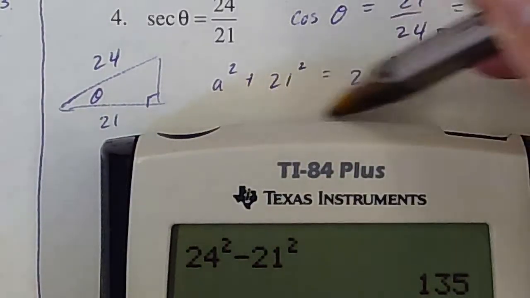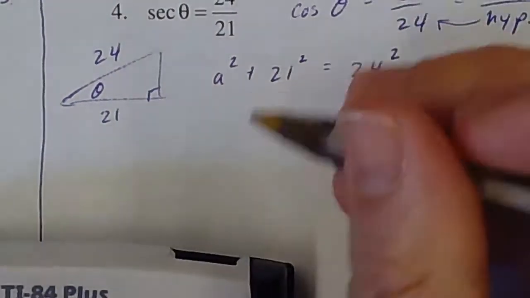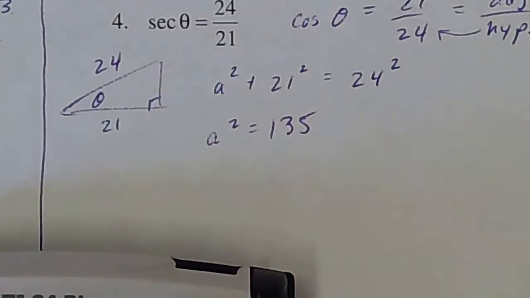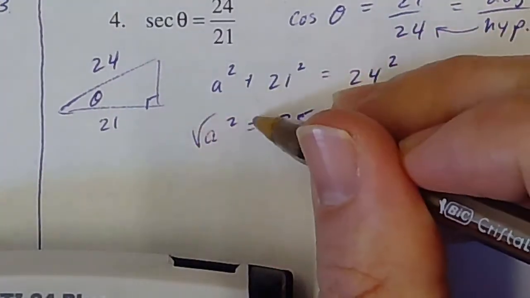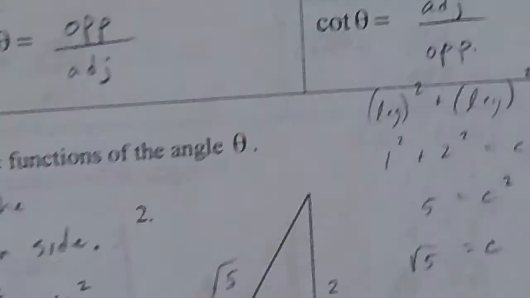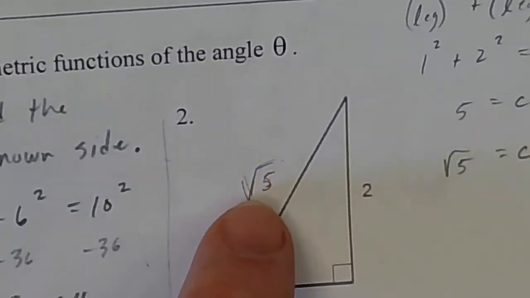All right, so once you move the 21 squared to the other side, we get a squared equals 135. And then we have to take the square root of both sides. You always want to check to see if there's a square that goes into these numbers. On the previous page, we only had square root of 5, and that can't be simplified. There's no square that goes into 5.